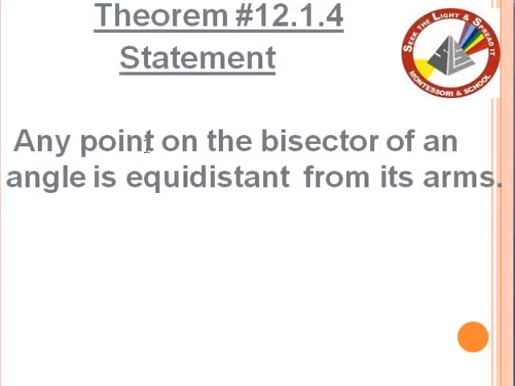The statement tells that any point on the bisector of an angle is equidistant from its arms. It means there is an angle which has a bisector, and on that bisector is a point that is at the same distance from both arms of the angle. Now let's see how we will draw a figure by using this statement.